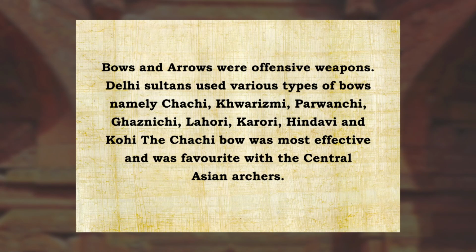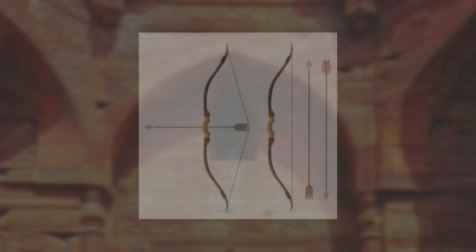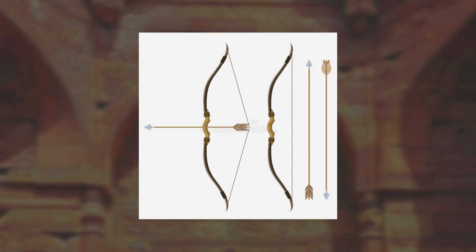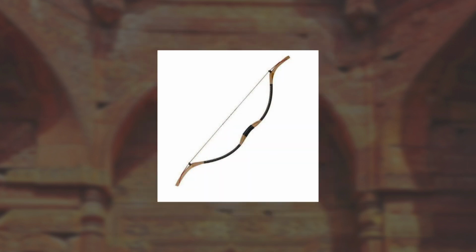These were offensive weapons. Delhi Sultans used various types of bows, namely the Chachi, the Khwarizmi, the Parwanchi, the Ghazniji, the Lahori, the Karori, the Hindavi, and the Kohi. The Chachi bow was most effective and was favored by the Central Asian archers. A number of varieties of arrows were used, each having its own effectiveness. The heads of the arrows were greatly responsible for inflicting different types of wounds, since they were made of different materials and were of various shapes.